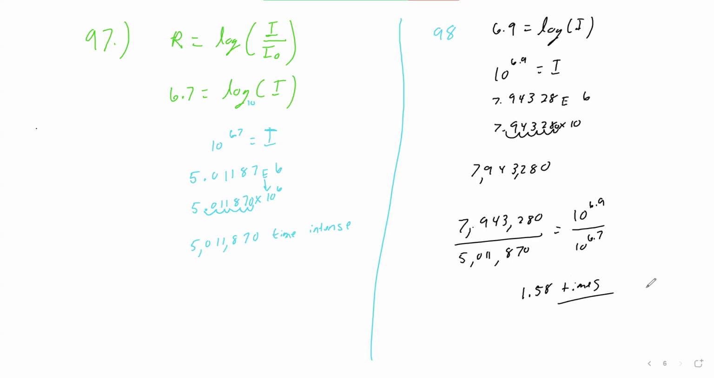So in reality, when you're just comparing these, you could again skip to a formula like this, because that's how it's built. All right, so that was number 98.